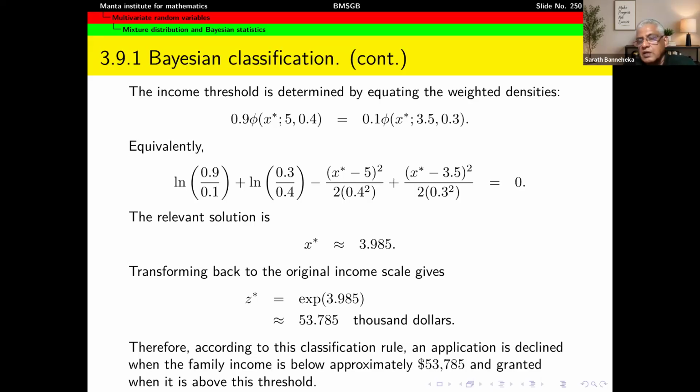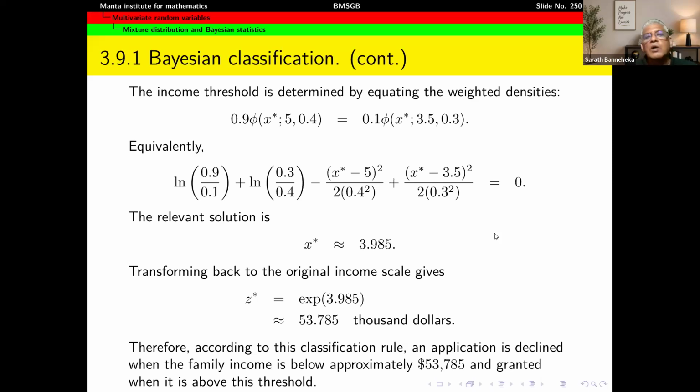So x are normal distributions. They are not the actual income. Actual income is Z. So we have to decide whether the mortgage is granted or not based on the actual income, which is Z. So let's call Z star the threshold value. Z star will be exponential 3.985, which will be $53,785. So according to this classification rule, an application is declined when the family income is below this value and granted when it is above this threshold.